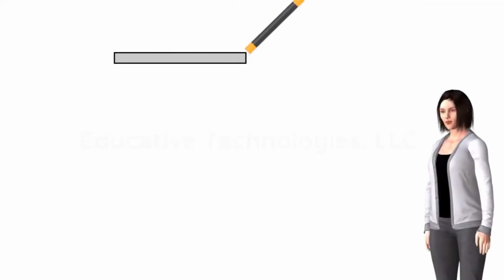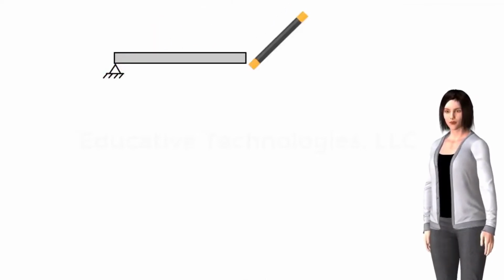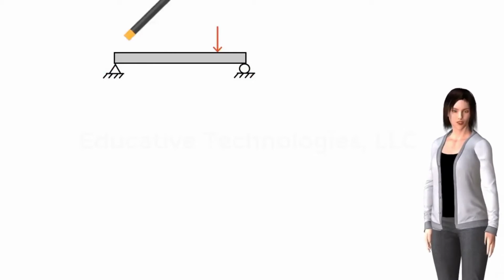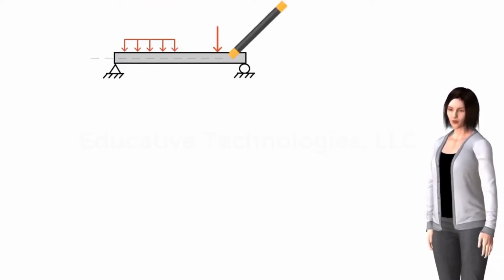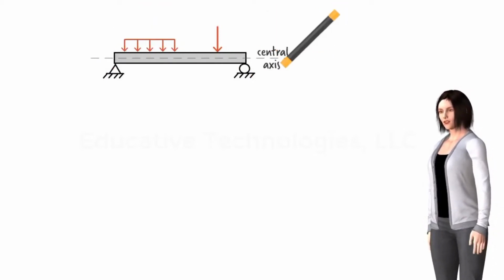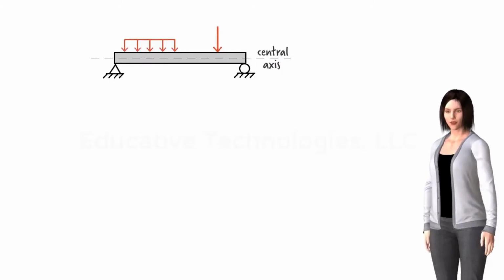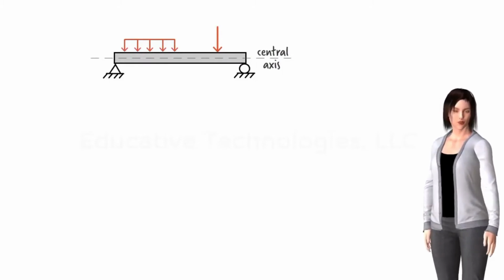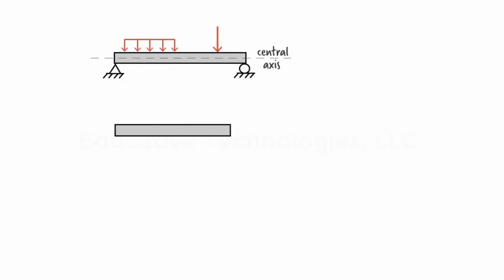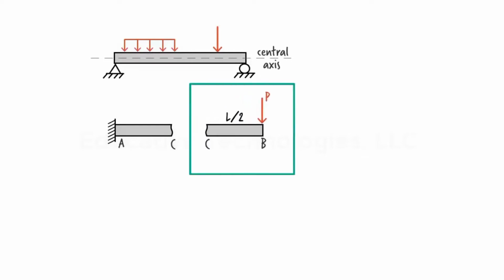A beam is a properly supported structural member capable of withstanding loads that are applied in a direction perpendicular to its central axis. In this session, we are going to discuss the type and nature of the forces internal to a beam. Consider a cantilever beam subjected to a concentrated load at its free end. Suppose we conceptually cut the beam at its midpoint and choose to examine its right segment.